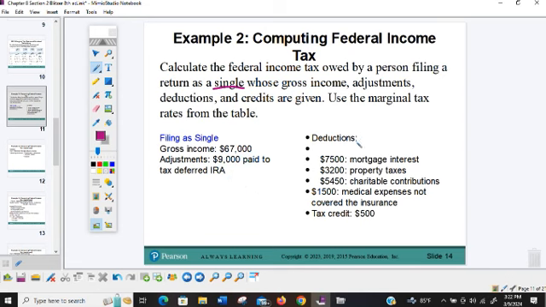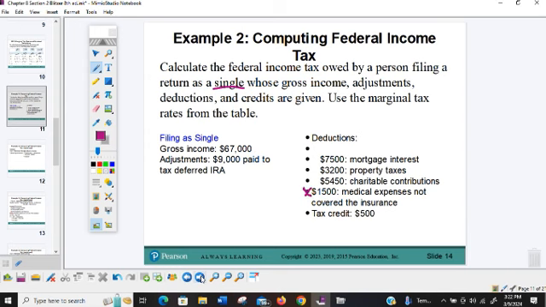Let's look at their deductions. $7,500 mortgage interest, $3,200 property taxes, $5,450 charitable donations, and $1,500 medical expenses not covered by insurance. There's also a tax credit of $500. Now, one thing about those medical expenses, you guys, remember it has to be 7.5% of their gross income. And if you multiply that by 0.075, we're not going to be able to count those. It's not high enough. We'd have to have over $4,000.